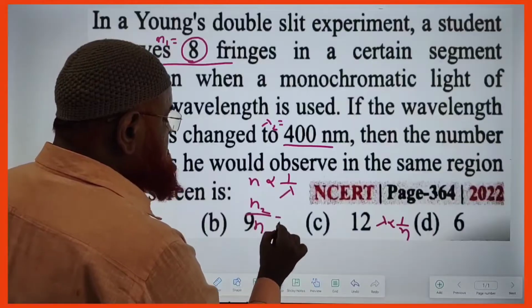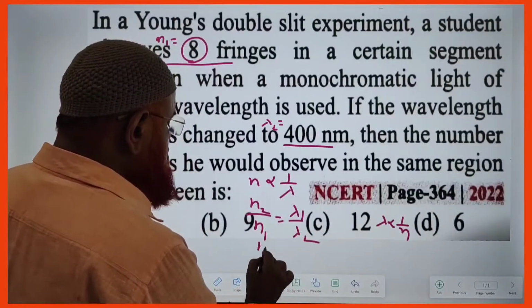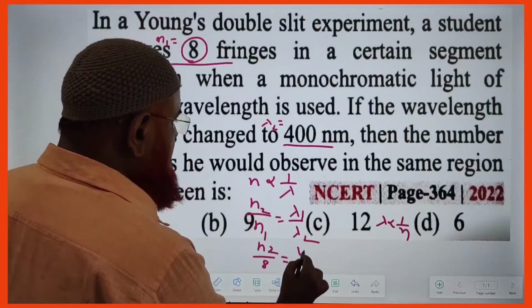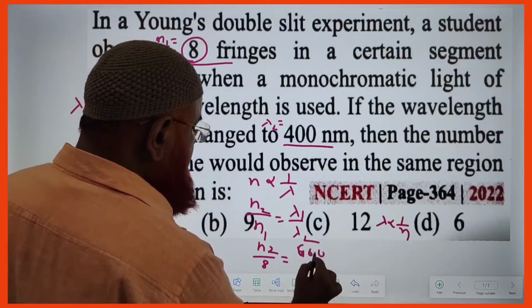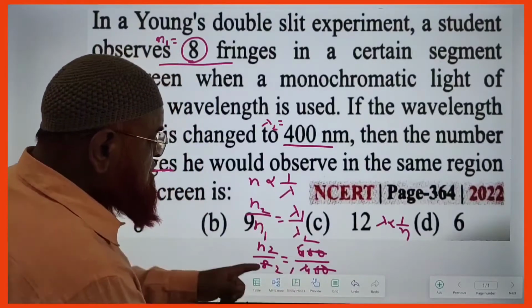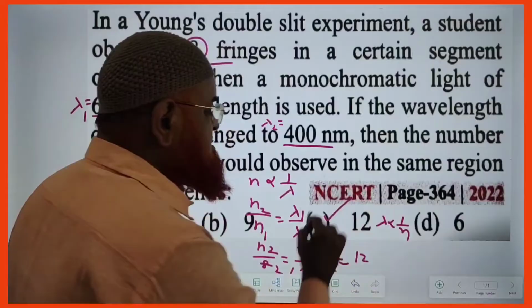N2 by N1 is equal to lambda 1 by lambda 2. N1 is 8, lambda 1 is 600, divided by 400. These two zeros go. 4 ones are 4, 4 twos are 8... 2 6s are 12. So your answer is 12.